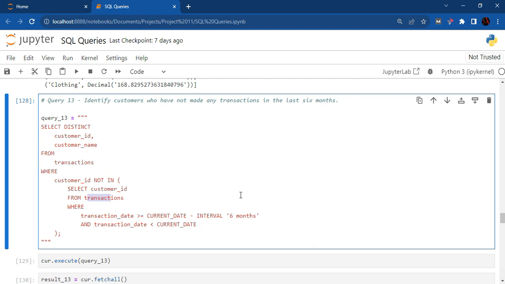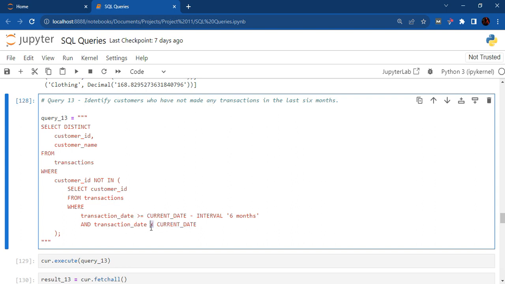Remember, the first one was minus 3 months because we were talking about quarter, but this one is minus 6 months. So today minus 6 months because we are trying to find the customers who have not made any transaction in the last 6 months. If today is February, then minus 6 months will be January, December, November, October, September. So I'm trying to find customers who have not made any transaction since September till now. Also make sure the transaction date is less than today.